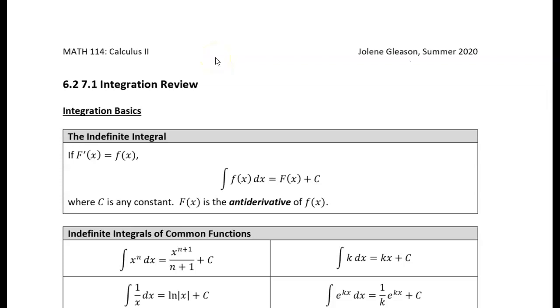So today we're just going to review some of the basic integration techniques that you learned in Calculus 1. So first of all, let's look at the indefinite integral. Now if you recall, the indefinite integral is essentially the antiderivative of the function.